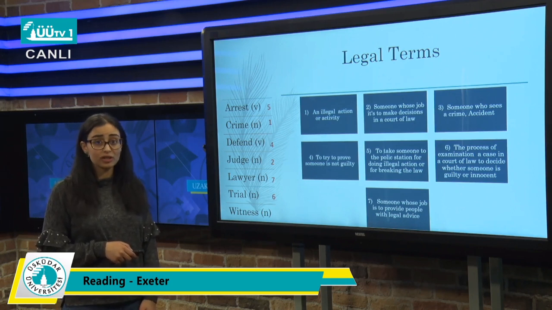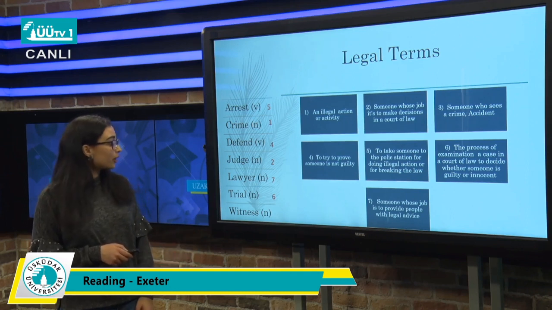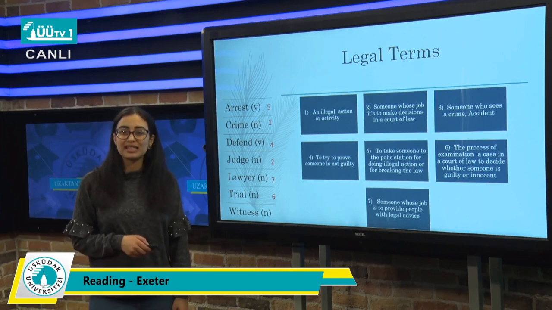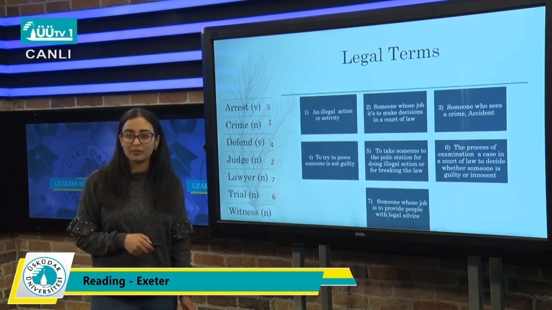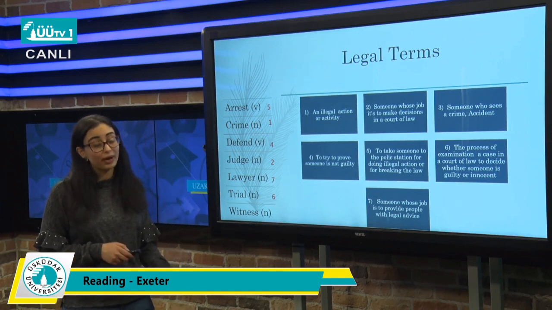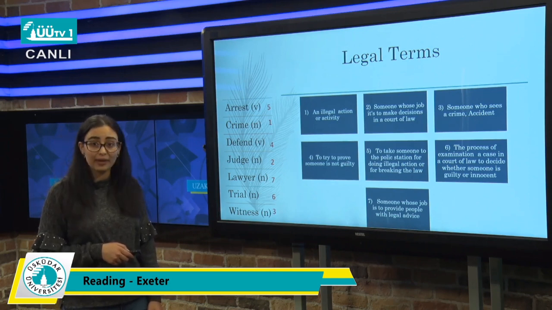So I can imagine now you have the whole idea of what we have in the court place. We have the judge, lawyer, the trial, and the criminal, right? What about witness? A witness is the person who has seen something, like the crime or the accident. He was there when the crime or the accident happened. Okay, so witness goes with number 3. It means someone who sees a crime or accident.